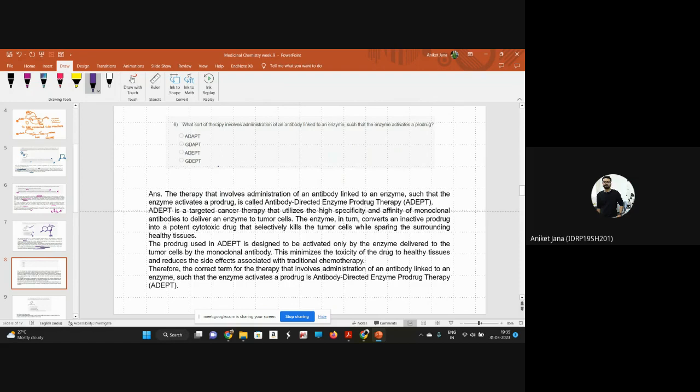Now, what sort of therapy involves the administration of an antibody linked to an enzyme such that the enzyme activates the prodrug? So, what is the right answer? The third one, ADEPT. And what does it stand for? Antibody directed enzyme prodrug therapy. So, what happens here in ADEPT?